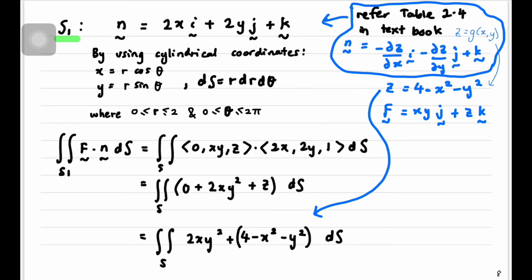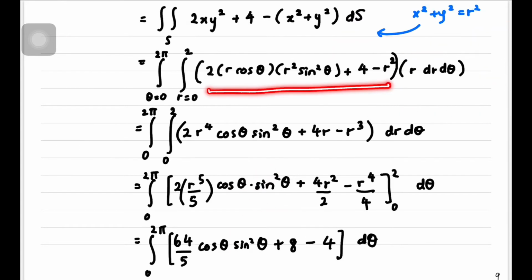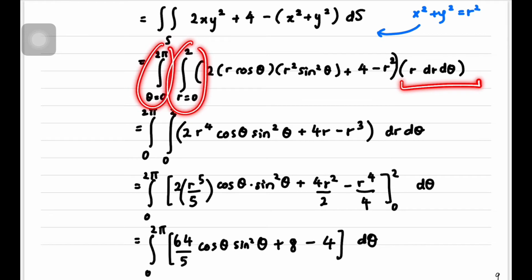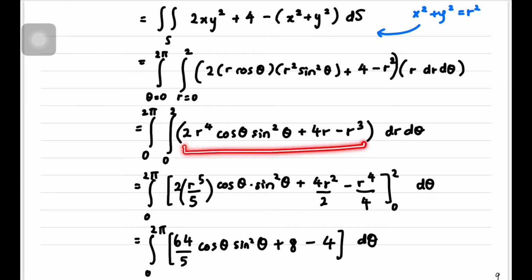You want to find your f dot n ds. This is your given f. This is your n. Calculate the dot product. You get this. And then substitute your z. You have this z here. Substitute the value of z. So this is your f dot n, and this is your ds. And write down your limit 0 to 2, 0 to 2 pi. And then simplify this equation.